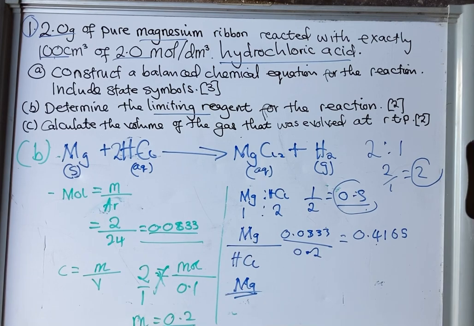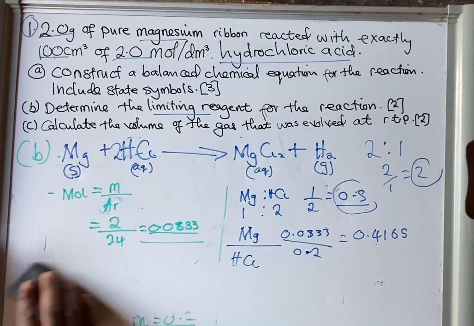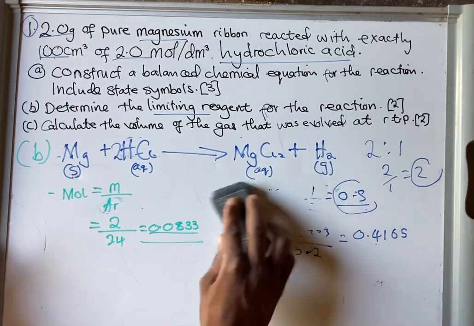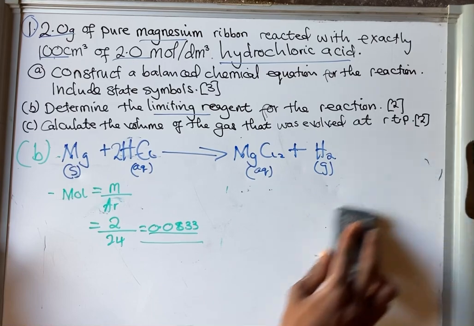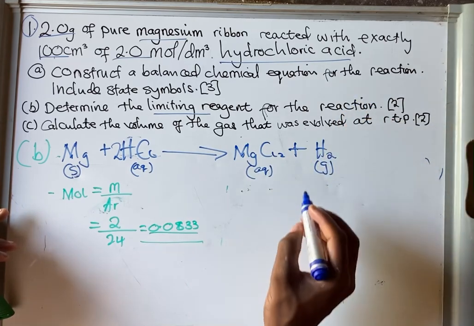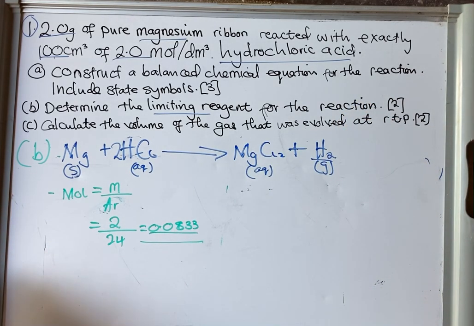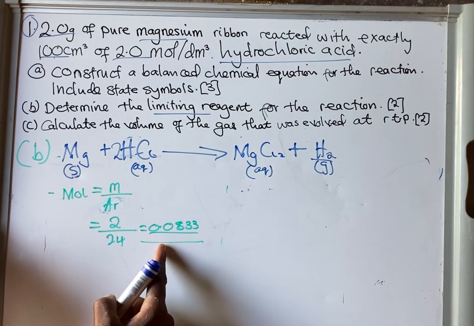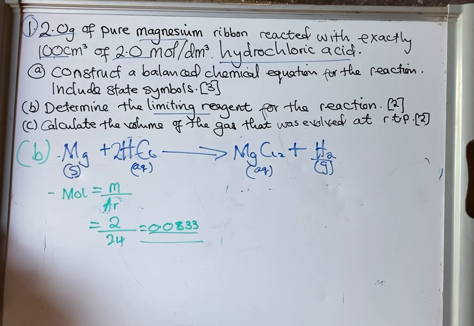Okay. Calculate the volume of the gas which was evolved at RTP. So to calculate the volume, we need to calculate the number of moles for a substance whose mass or volume is given. So in this case, we're just going to use magnesium. We don't want all this part. We're just going to use magnesium. So we have the number of moles for magnesium. So since we're looking for the number of moles for hydrogen gas, then you have to write the mole ratio in terms of magnesium, whose number of moles is known, and the substance which we want.